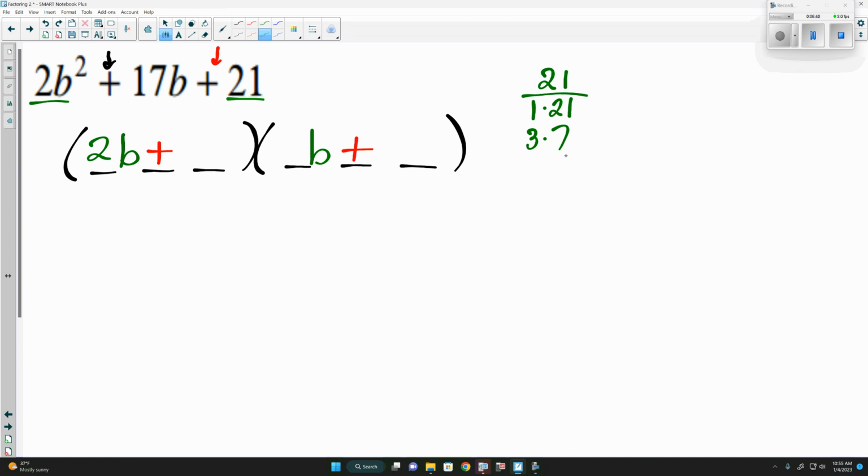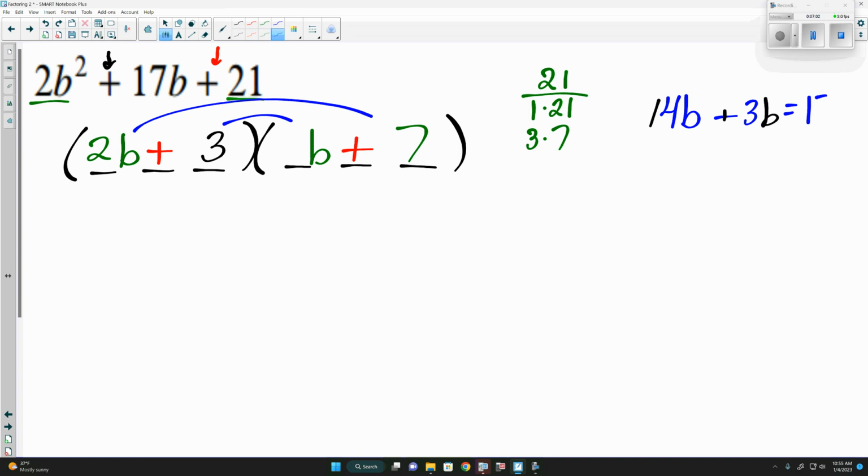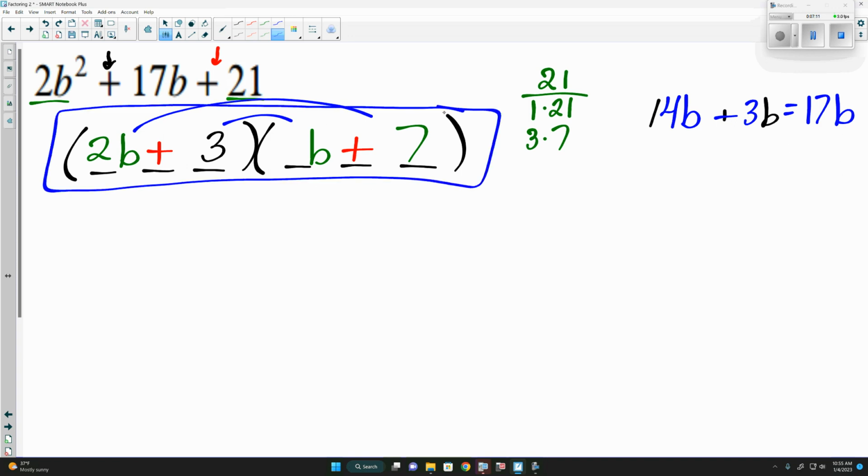Now, out of these two here, which ones do we want to try first? 3 and 7, which one should go with the 2b? Again, the last thing we can do is check it and make sure that this works. 2b times 7 is 14b. 3 times b is going to be plus 3b, which gives us a total of positive 17b, which is exactly what we want. So these here are the correct factors.